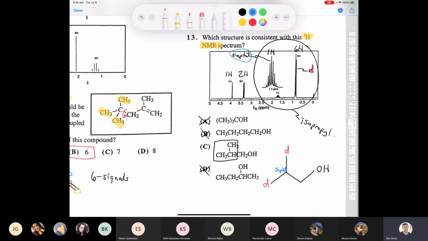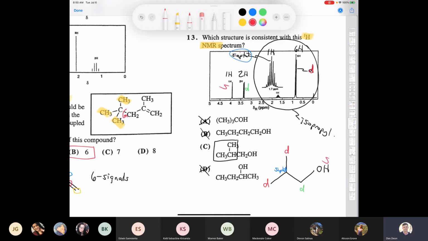Now, this proton here, that's only going to integrate for 2 protons, isn't it? That's going to give you a doublet, this doublet over here, because it's only going to be split by this proton. And then the hydroxyls usually don't split. They're usually just a singlet. And so we would get a singlet for this guy over here.